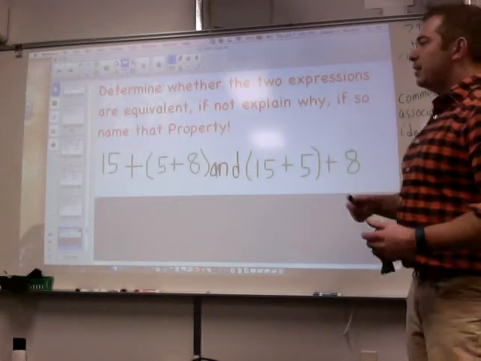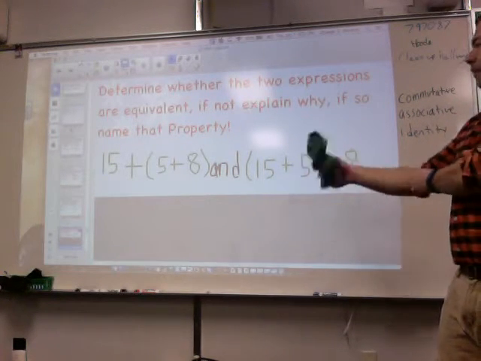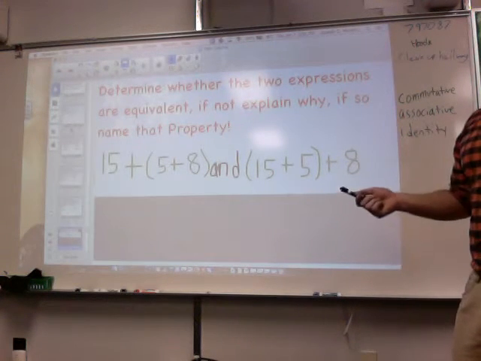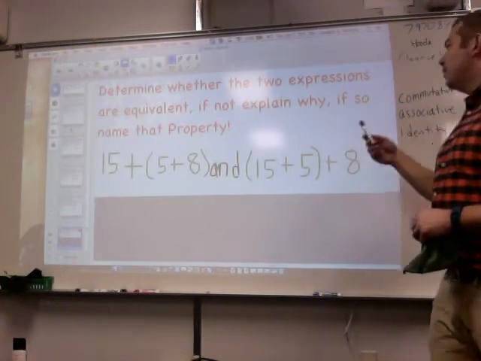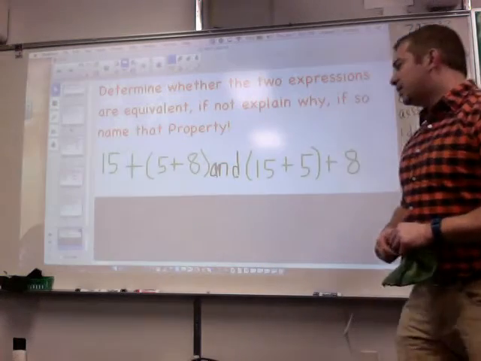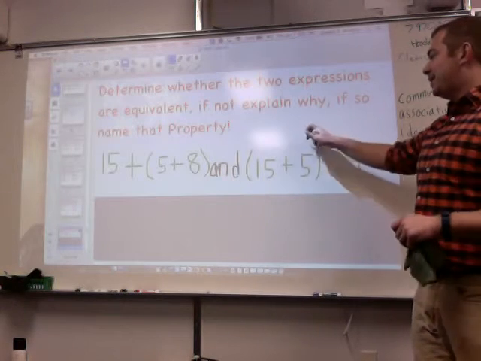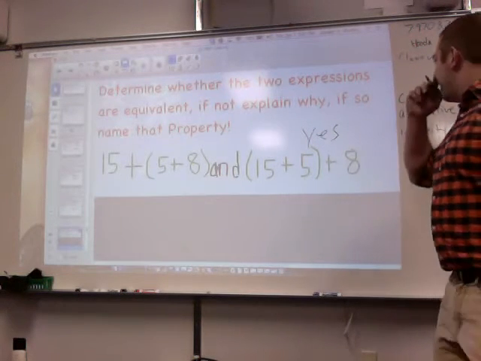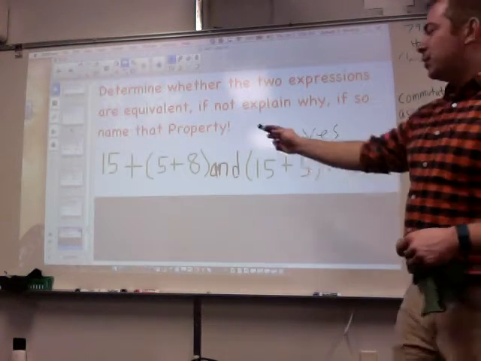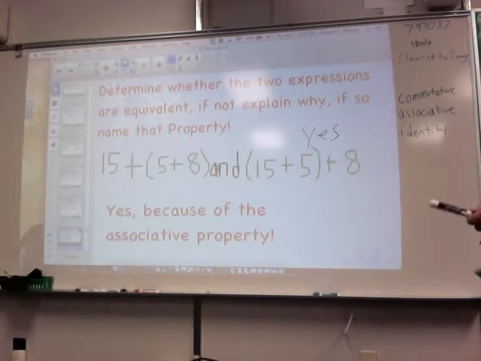All right, in your work tonight and in tomorrow's lesson, you're going to have to solve problems like this. It says, determine whether the two expressions are equivalent, yes or no. If not, explain why. If so, name that property. So I have 15 plus 5 plus 8 and 15 plus 5 plus 8. Will those be equal? I'm going to say yes, they will be equal. And that was because, I believe, of the associative property, when we could switch them all around. Let's see, I'm going to pull this down. And yes, because of the associative property.